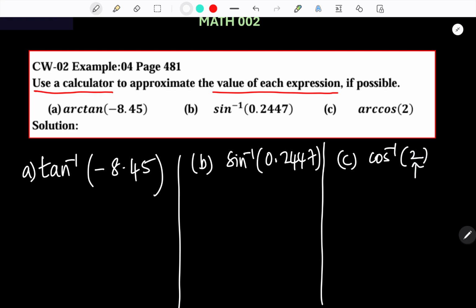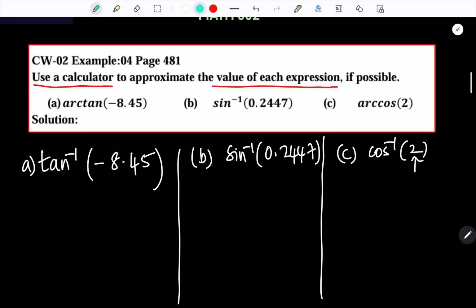Again 2 is coming. Sine and cosine follow the same idea. Let's see what happens. Let's go to the solution. Tan inverse of -8.5, if you put it in the calculator in radian mode, keep that in mind, is -1.453. Sine inverse 0.2447 gives 0.2472. And if you put cosine inverse 2 in the calculator, it is an error.